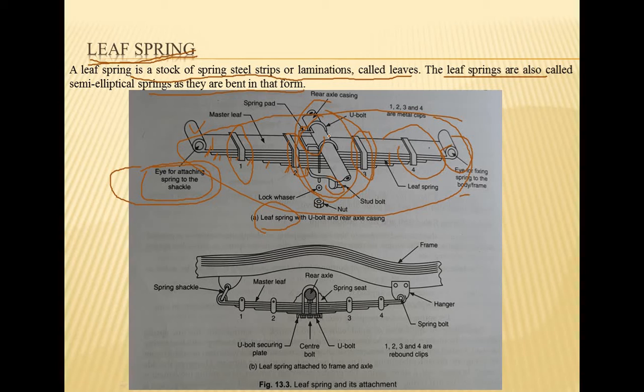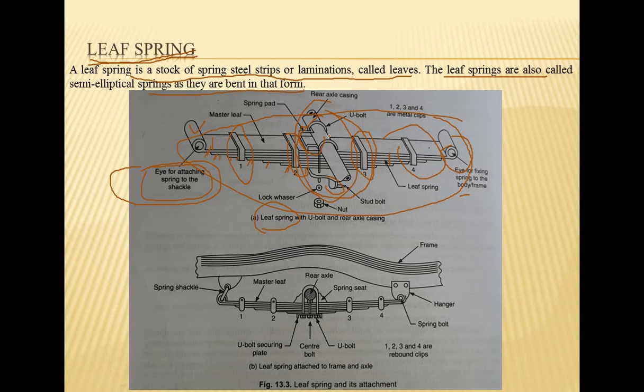Next characteristic is interleaf friction, which provides the riding comfort. Accordingly, steps need to be taken to reduce friction if it is too high, and for that silencer pads are inserted between each of the leaves at the ends to improve the sliding of leaves against each other.